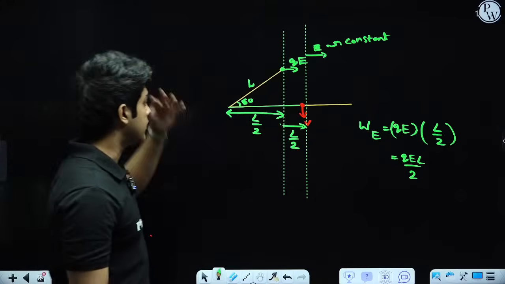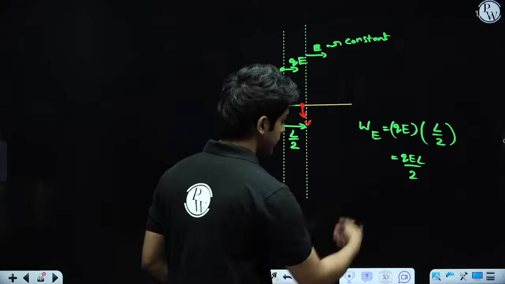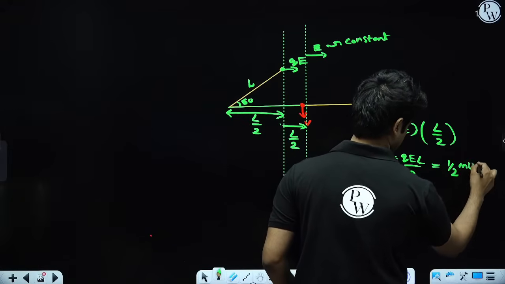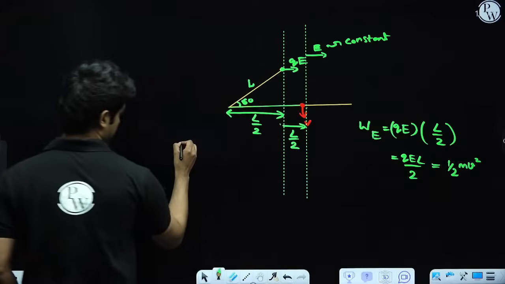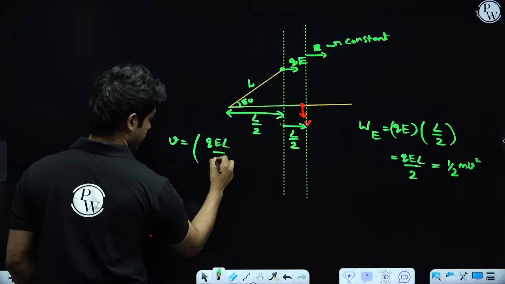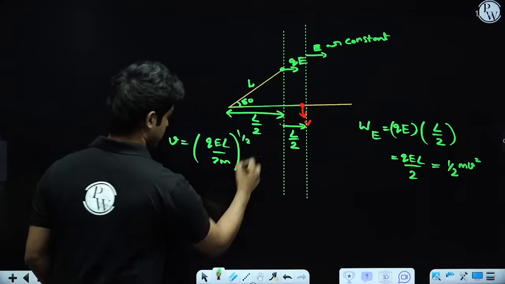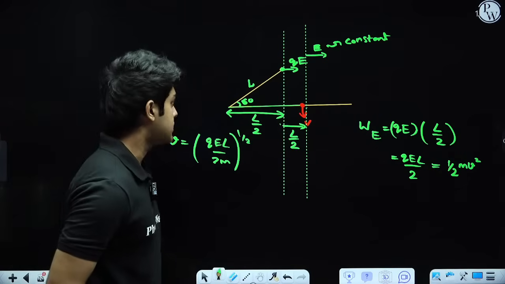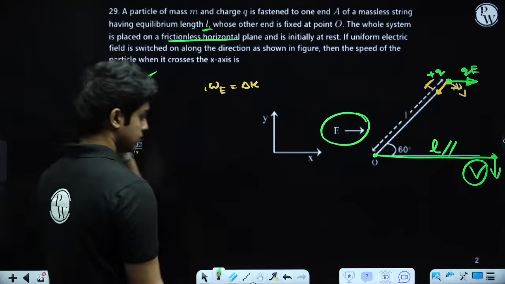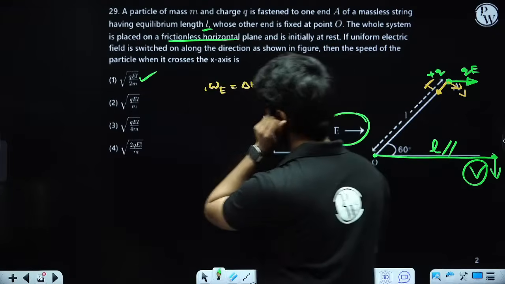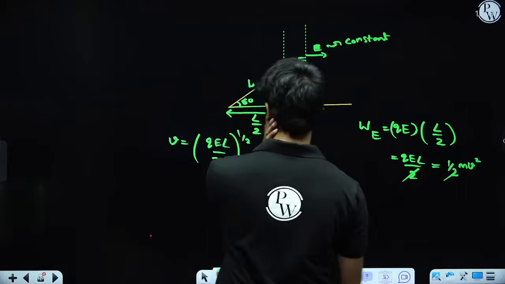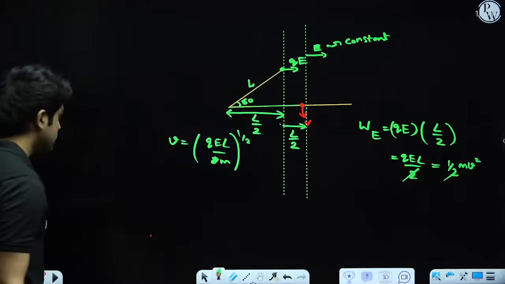All right, and now once we get the work done by the electric field equals the change in kinetic energy, which is half mv square, v will be QEL divided by 2m under root. Okay, so that is it for this question. QEL by 2m under root, first option. Wait, it is showing as the second option. Oh wait, I didn't cancel the 2. So it will be QEL by m. Second option.